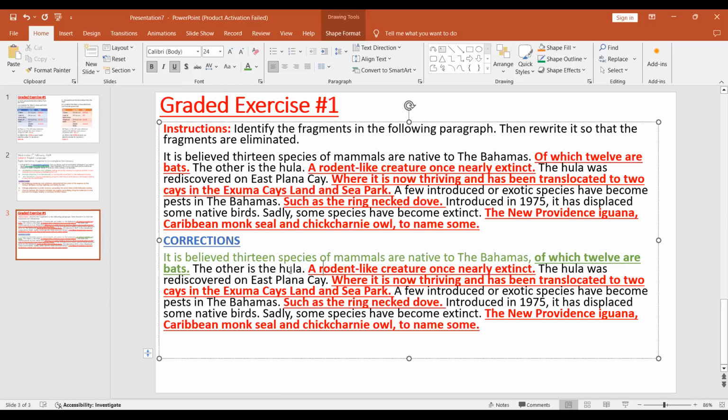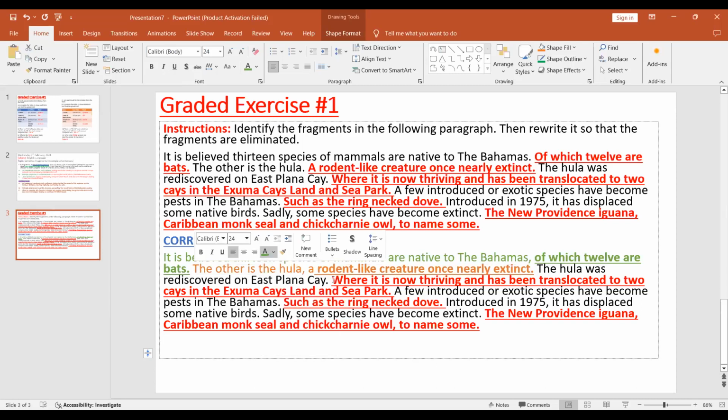The other is hula. What we could do, we could put a comma. The other is hula, comma, a rodent-like creature once nearly extinct. How many persons did that correction like that? I did. Very good. Only 2 persons. Anyone else made that correction like that? I did. Good. Okay. The hula was rediscovered on East Plana Key. How could we correct that?